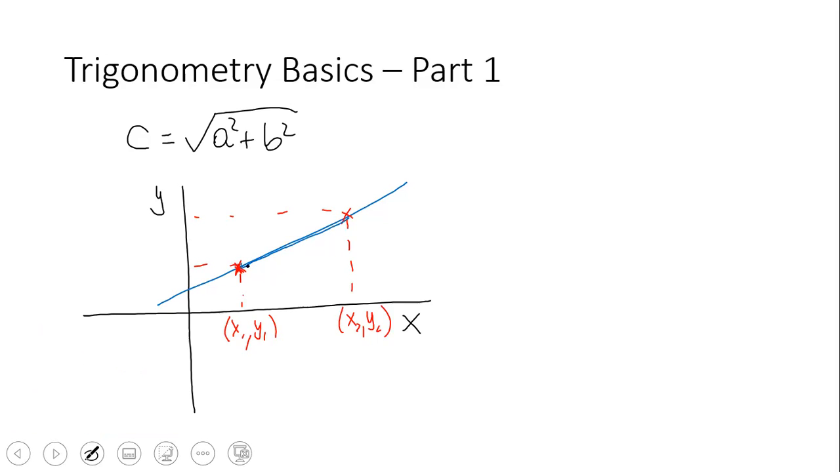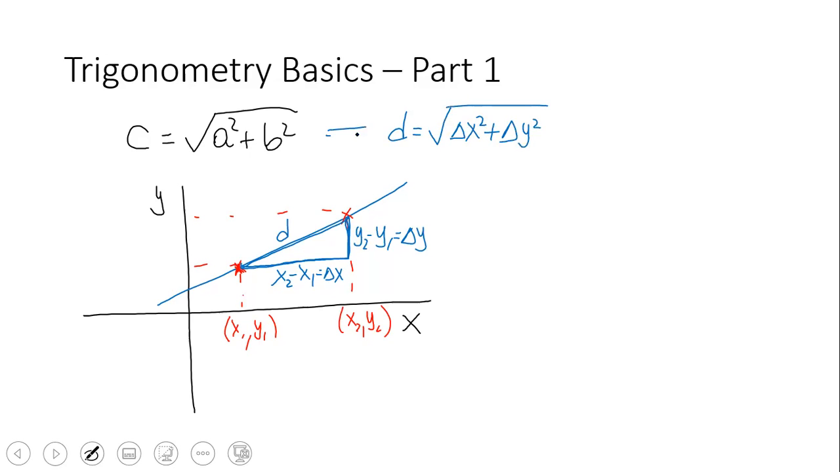And in order to obtain the distance of the blue line that runs between these 2 points, what you do is you calculate this distance here, and you calculate this distance here. And the horizontal distance between the 2 points is nothing but x2 minus x1, which is often labeled as delta x. And the vertical distance, likewise, is y2 minus y1, which is generally called delta y. And this distance here, d, is given by the square root of delta x squared plus delta y squared.